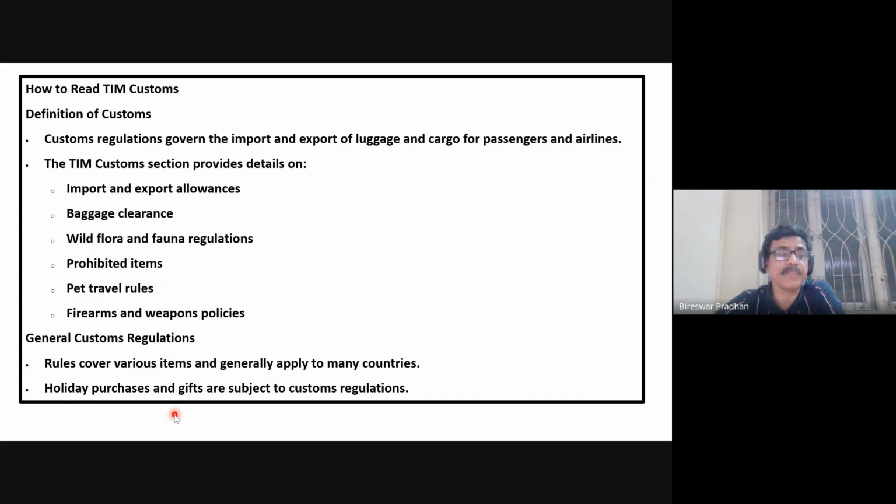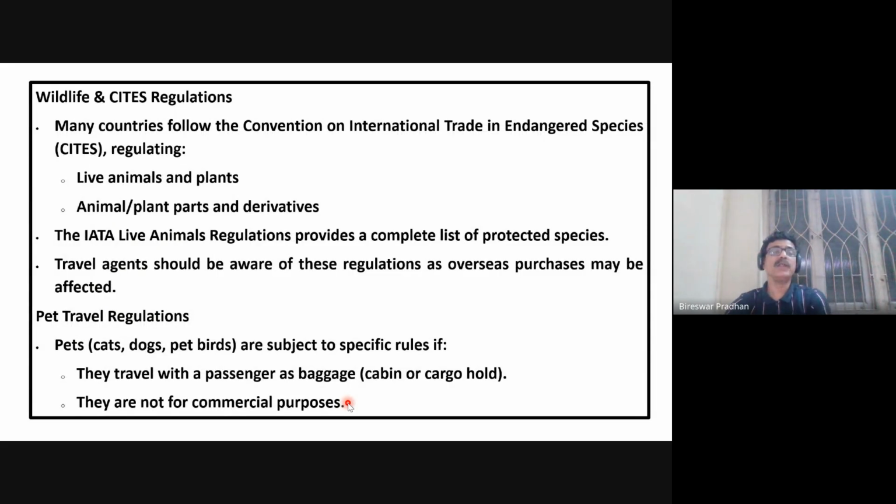General customs regulations. Rules cover various items and generally apply to many countries. Number one, holiday purchases and gifts are subject to customs regulations. Now, wildlife and CITES regulations: many countries follow the Convention on International Trade in Endangered Species, which regulates live animals and plants, and animal and plant parts and derivatives. The IATA Live Animals Regulations provide a complete list of protected species. Travel agents should be aware of these regulations as overseas persons may be affected.